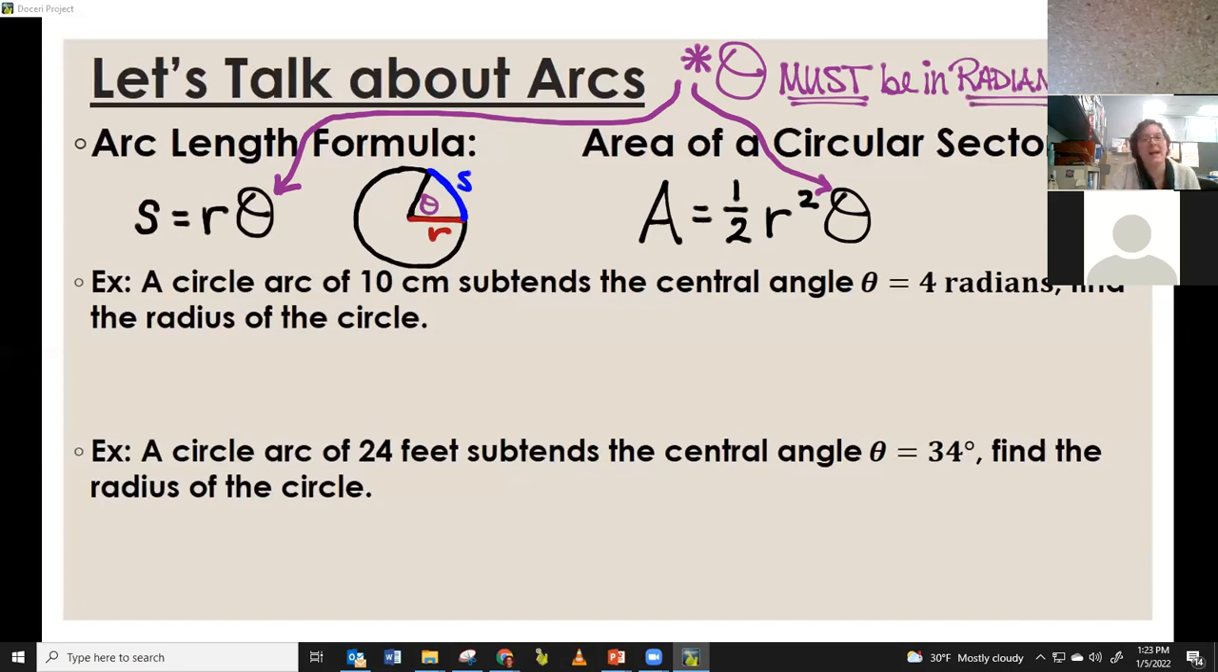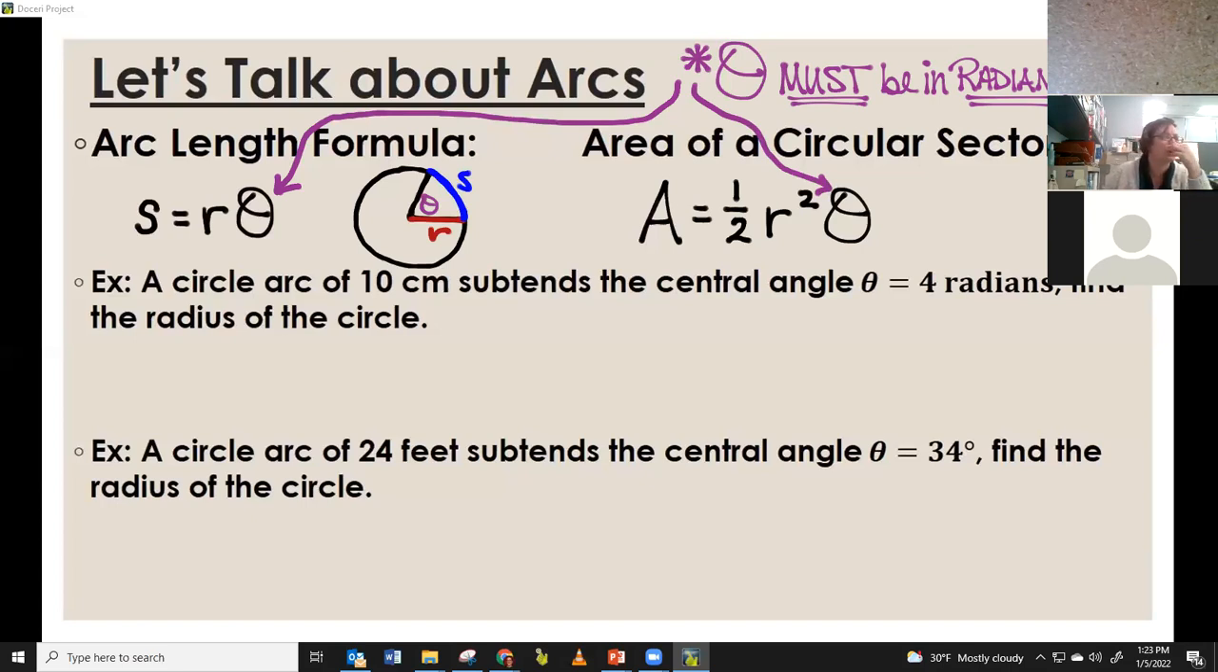The reason that it has to be in radians, we talked yesterday about how radians is technically not a unit because it's a ratio and the units cancel out. Degrees are units. So if we try to do this with degrees, we're actually going to have degrees as part of our answer, and we're looking for distance or area. And so degrees shouldn't be part of that at all. And the way we get around that is by making sure that our central angle has been measured in radians.